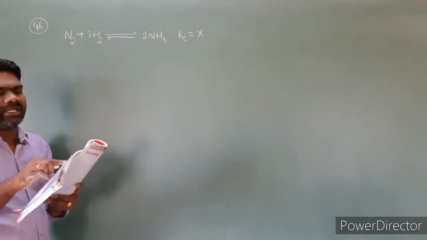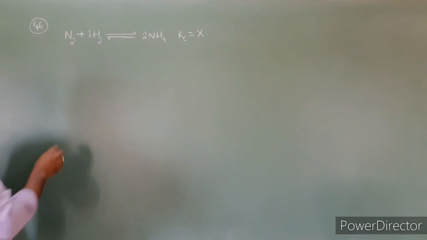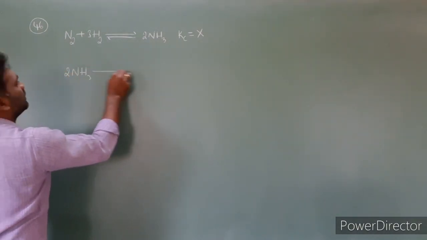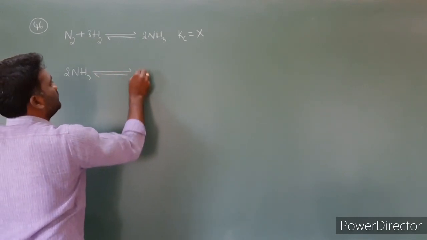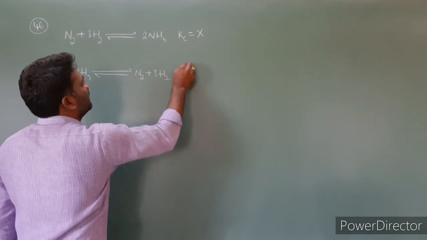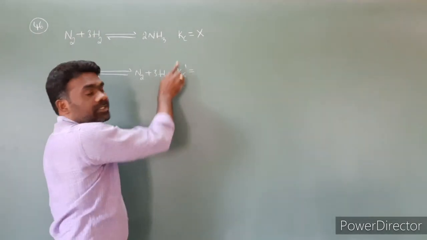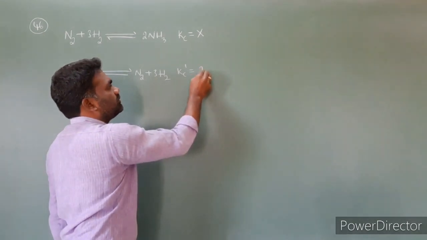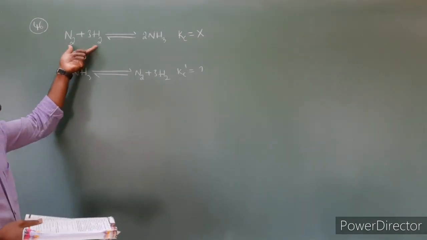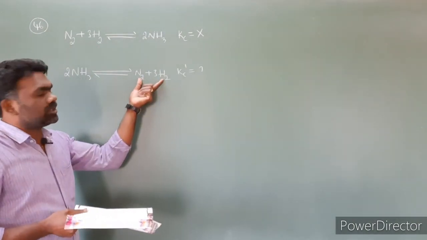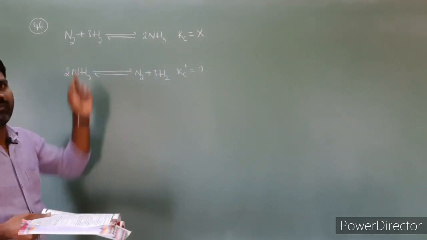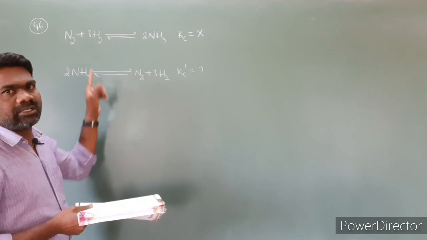Then Kc for 2NH3 gives rise to N2 plus 3H2 is. So the equation given is 2NH3 gives rise to N2 plus 3H2. To differentiate it from Kc, I am labeling it as Kc dash. We have to find it out. If you look at these two equations, here N2 and H2 are the reactants and here N2 and H2 are the products. Here ammonia is a product, here ammonia is a reactant. It is just a reversing of the first equation. If you reverse the first equation, you will get this equation.